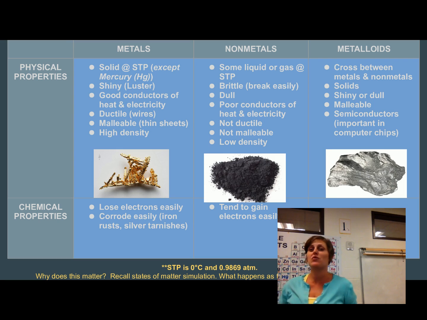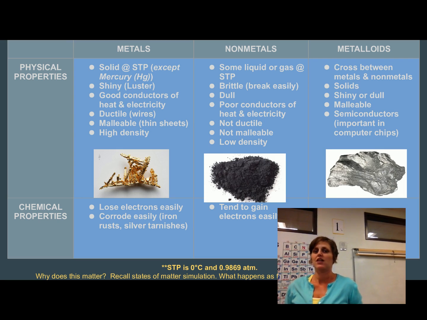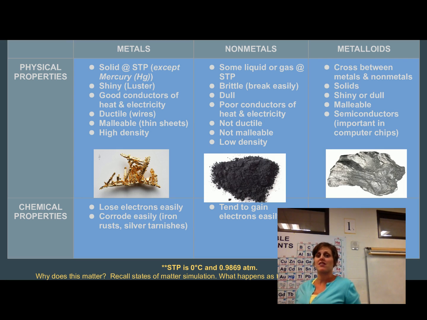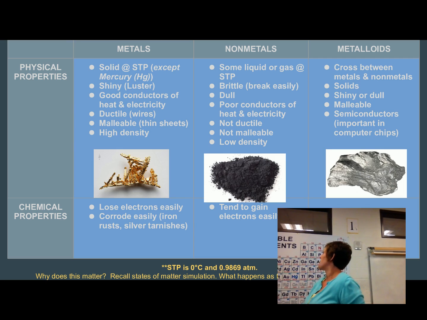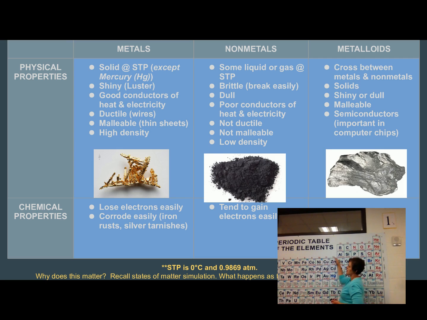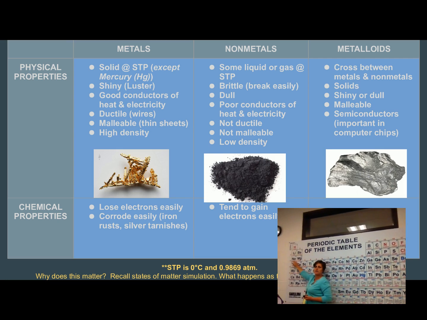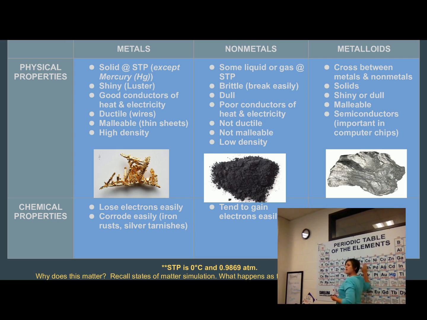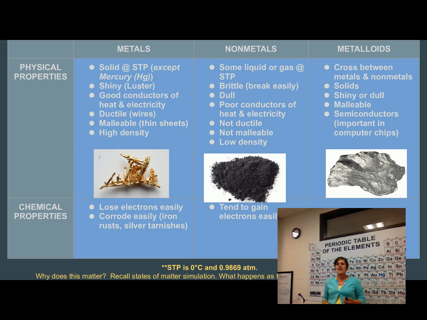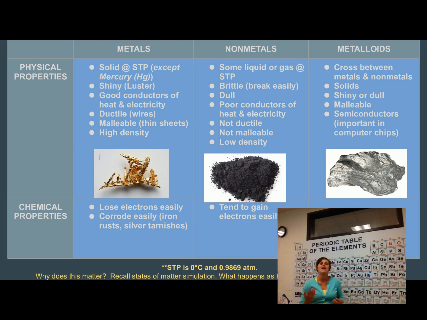These are ones that want to lose those electrons. And they corrode easily, like iron rusts and silver tarnishes. These are going to be from about here this way. These are all of your metals. This is the vast majority of elements on your periodic table are classified as metals.